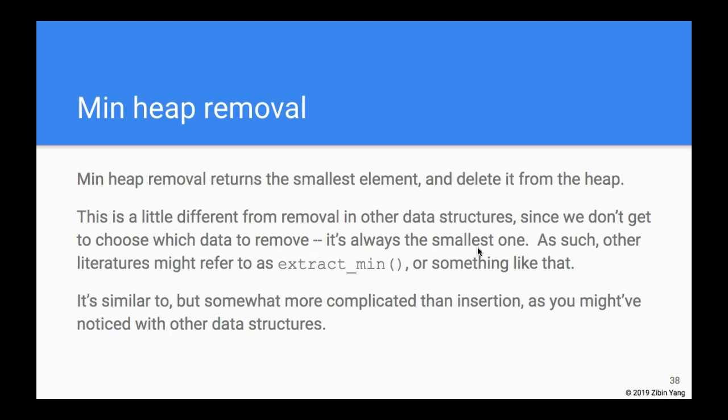In other literature, it's not necessarily called removal. Some refer to it as extract the minimum or something like that. But despite the terminology, the idea is the same. It's just remove the smallest element and return it. You can imagine it's similar to insertion, but slightly more complicated. That's a similar trend we've seen with most other data structures we study. The removal is slightly more complicated than insertion.